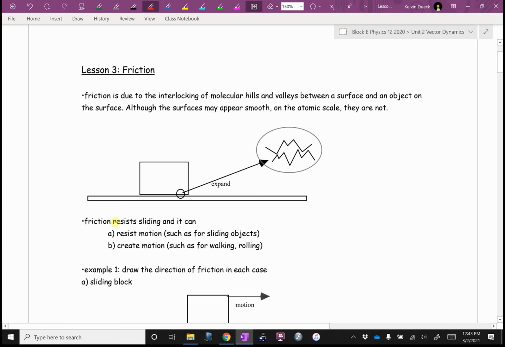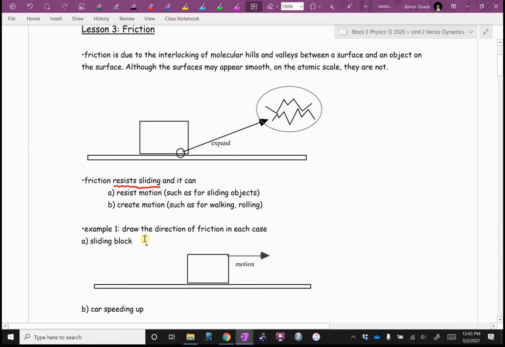The key idea is that friction resists sliding. That's the direction. What that means is it can resist motion, which is the most common form, but it can also cause motion, especially if you're talking about a car. If a car is moving, friction is going to point in the direction that the car is moving, usually.